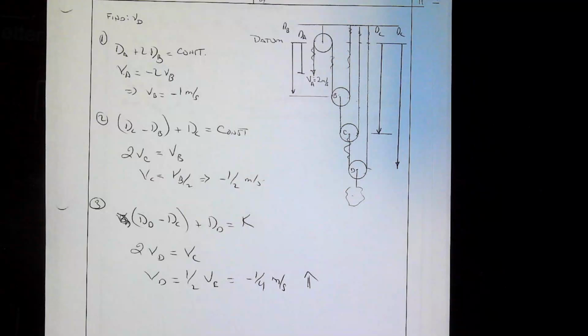All right, and then I go up here. So 2 times 10 equals VB. So VB equals minus 20 meters per second. Now notice, it was measured positive down. So that means it's going up. And this one's all done.